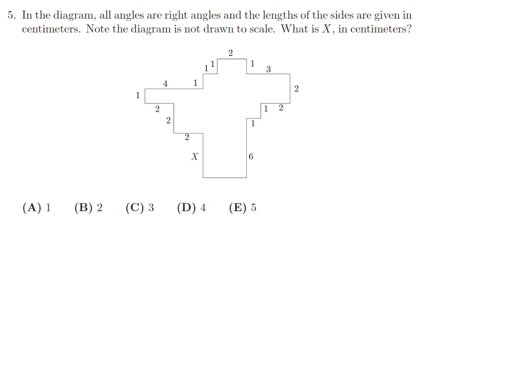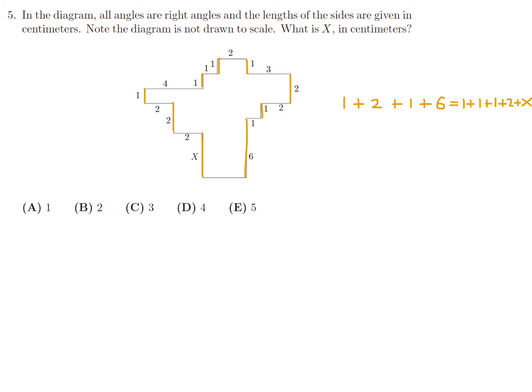In the diagram, all angles are right angles, and the lengths of the sides are given in centimeters. Note, the diagram is not drawn to scale. What is x in centimeters? Well, the top to bottom length on that side will be equal to the top to bottom length on the other side. So on this side, it looks like it's 1, 2, 1, and 6. That's the top to bottom length. Now that's got to be equal to the top to bottom on the other side, and that's going to be 1, 1, 1, 2, and x.